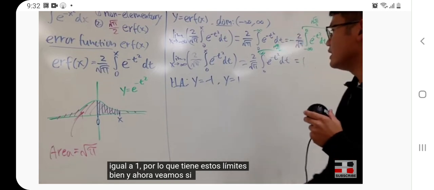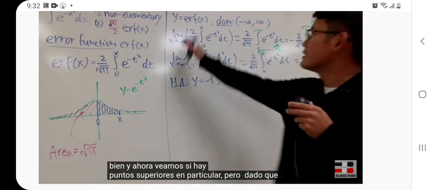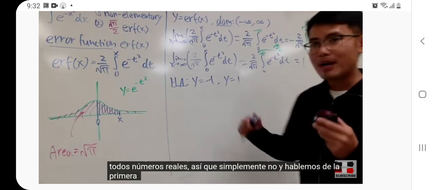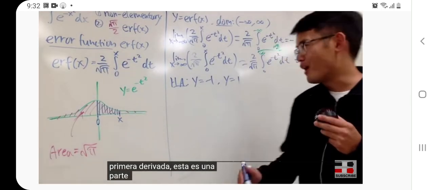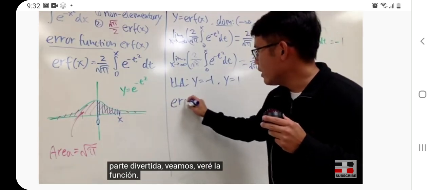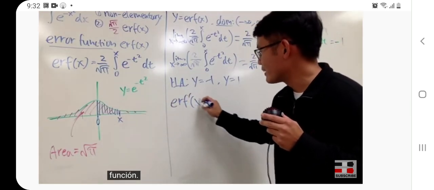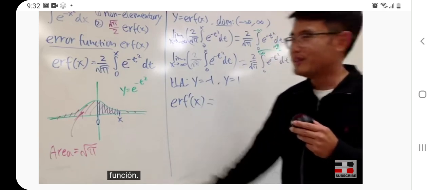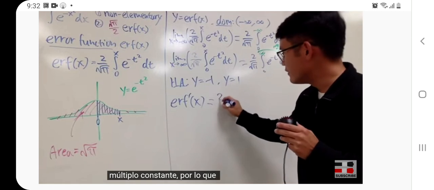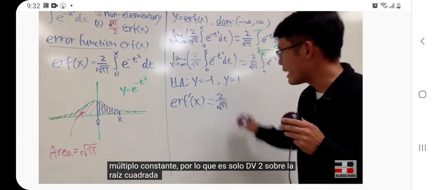And now, let's see if there's any vertical asymptotes. But since the domain was all real numbers, there's none. And let's talk about the first derivative. This is the fun part. Let's see. I will look at the function. I will just write down erf prime of x. How do we differentiate this function? This is just a constant multiple, so you just leave it 2 over square root of pi.